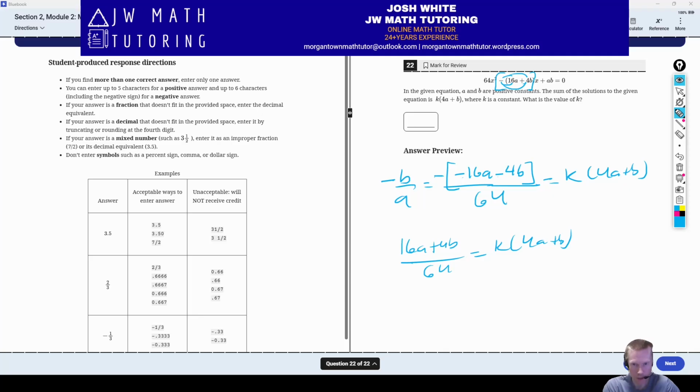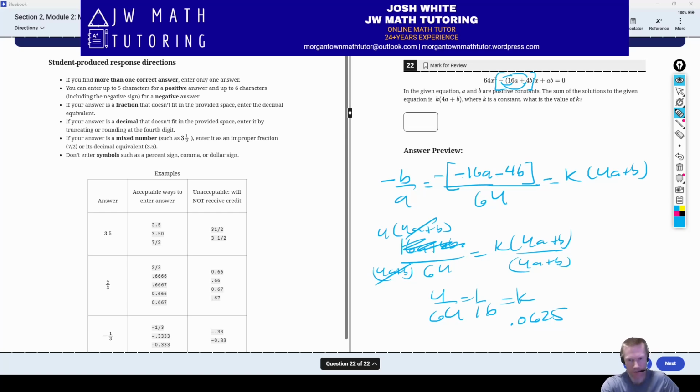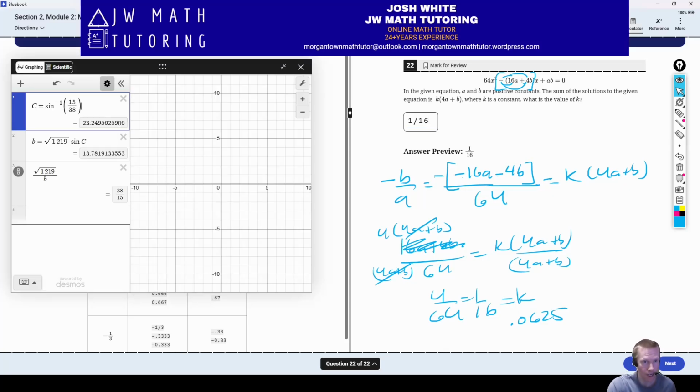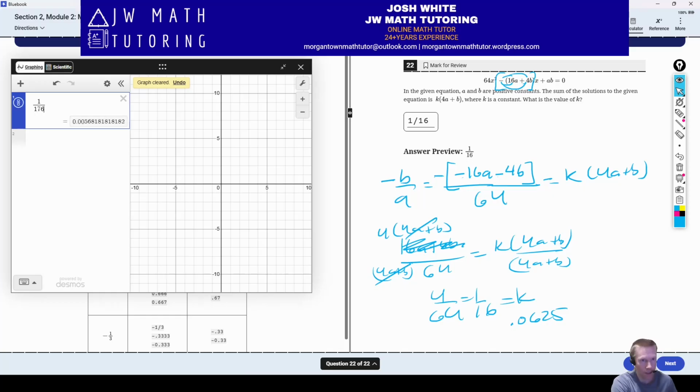notice now what you can do is you can factor out a 4 here and turn this into 4 times 4a plus b. The reason that helps is because now you can divide by 4a plus b on both sides, and it will cancel. And k is equal to 4 over 64, which is just 1 over 16, or as a decimal, I believe it's 0.0625. And that's going to be the correct answer for k. Let me just double check. 1 over 16. Yep, 0.0625.